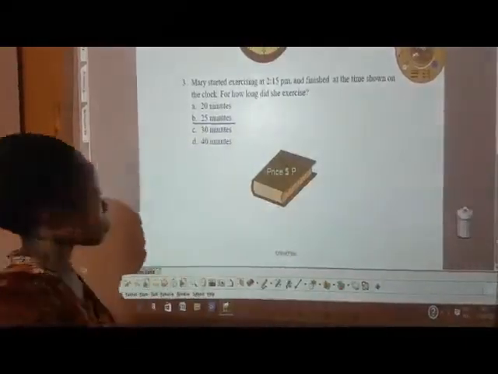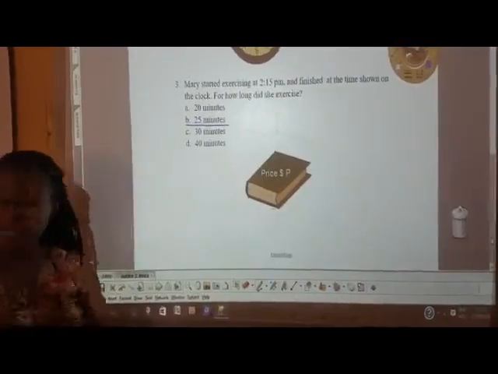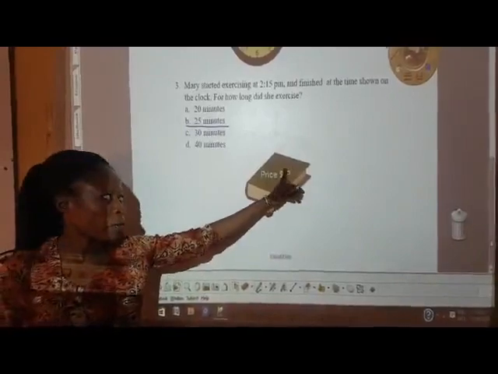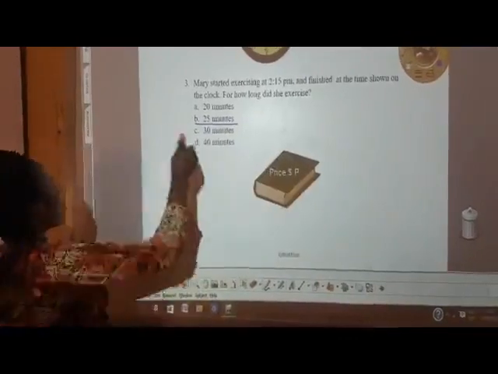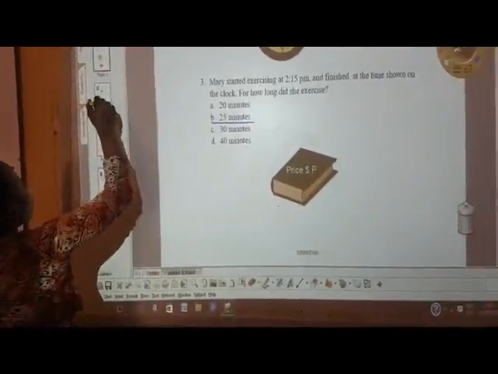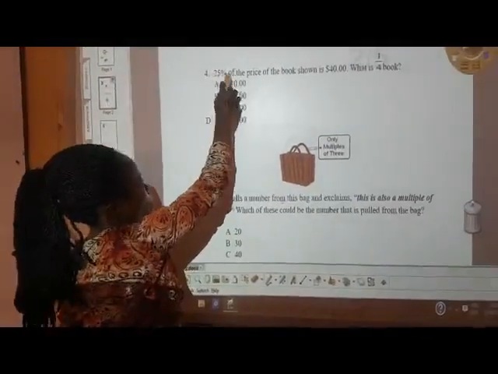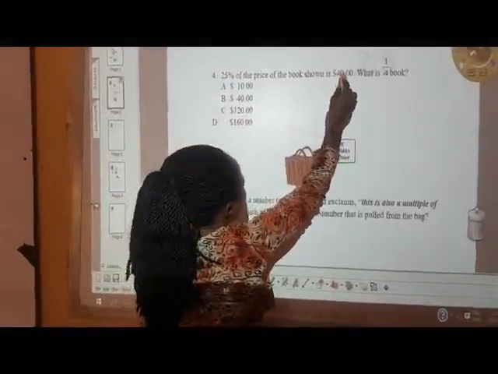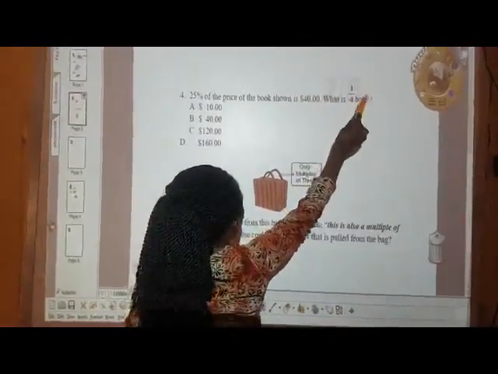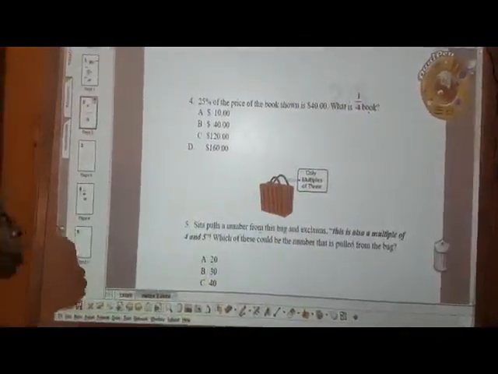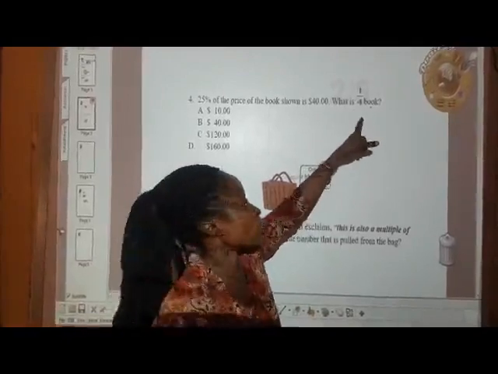Okay, this is question 4. Here is a book, and there is a price on it. The price is P dollars. That P means that we don't know the price of that book. The question says 25% of the price of the book I showed you is $40. What is 1/4 of that book? If 25% of that book is $40, what is 1/4 of that same book?